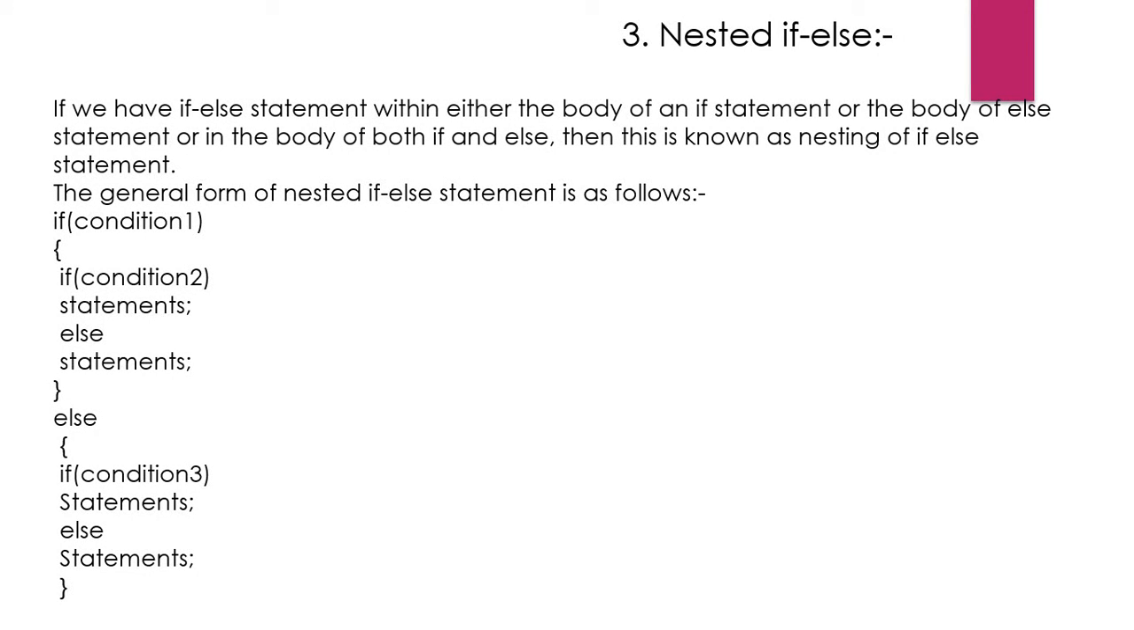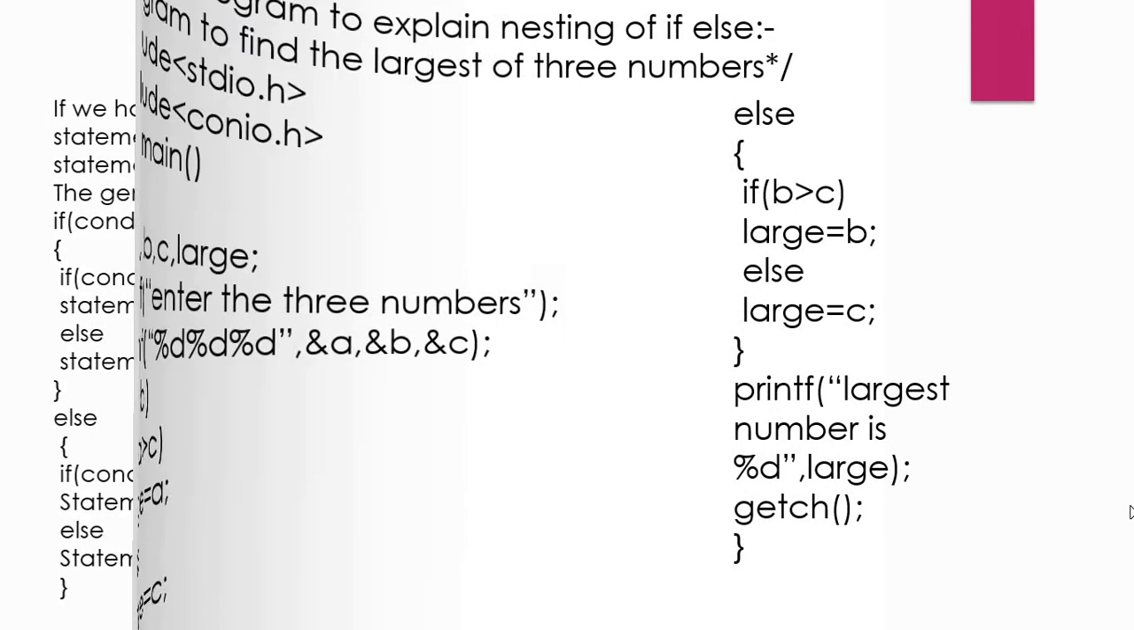Now the next part, that is nested if else. If we have an if else statement within the body of the if statement, or the body of the else statement, or in the body of both if as well as else, then this is known as nesting of if else statements. This is the simple syntax of it. That is an if condition, then again an if condition, statement, else statement. Like that it will go.